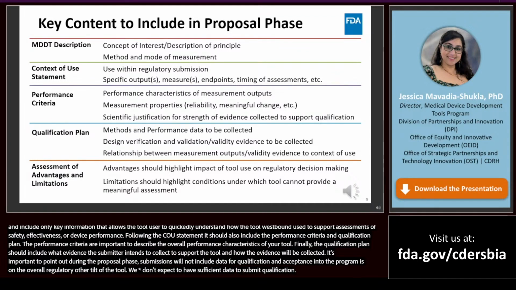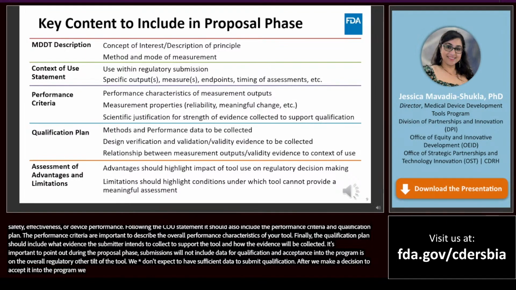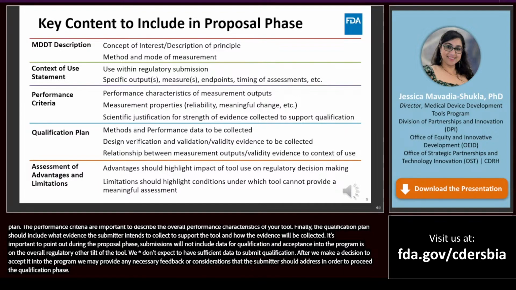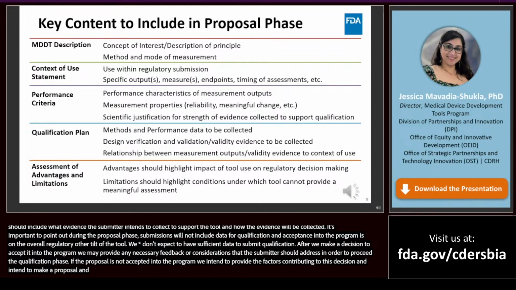After we make a decision to accept the proposal into the program, we may also provide any necessary feedback or considerations that the submitter should address in order to proceed to the qualification phase. If the proposal is not accepted into the program, we do intend to provide the factors contributing to this decision to the submitter, and we intend to make a proposal decision within approximately 90 days of receipt of a complete proposal phase submission.